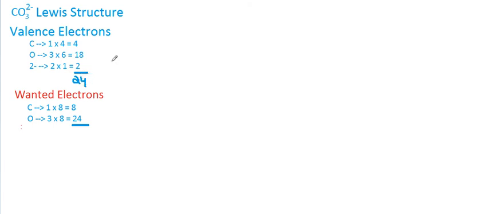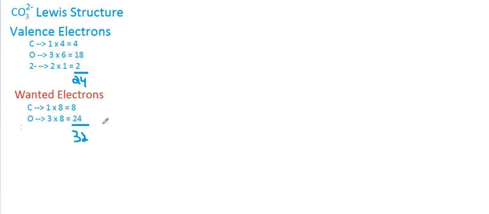Now, each of the elements wants to surround itself with a certain number of electrons. If that element is hydrogen or helium, it wants to fulfill what's called the Duet Rule. It wants to have 2 valence electrons surrounding it. If it's carbon or oxygen or many other main group elements, it wants to fulfill what's called the Octet Rule. It wants to have 8 electrons surrounding it. Carbon, since there's one of them, wants to be surrounded by 8 electrons, and oxygen wants to be surrounded by 24. So that's 32 electrons overall that they would like to have surrounding those nuclei.